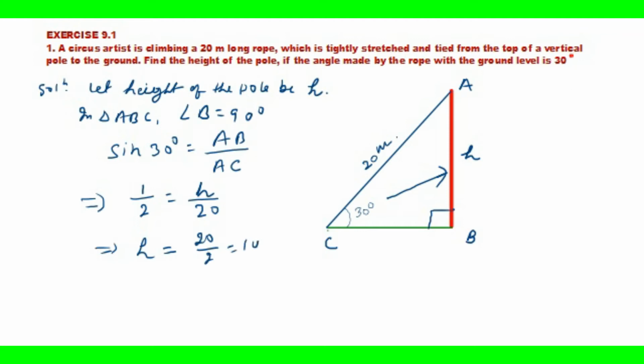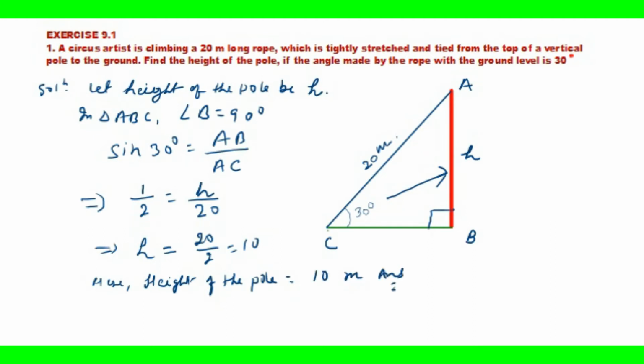So what is the final answer? The question is, find the height of the pole. So you will not write only this 10 as the answer. You have to write the answer with a proper statement. Hence, height of the pole is equal to 10 meter, and this is your answer.